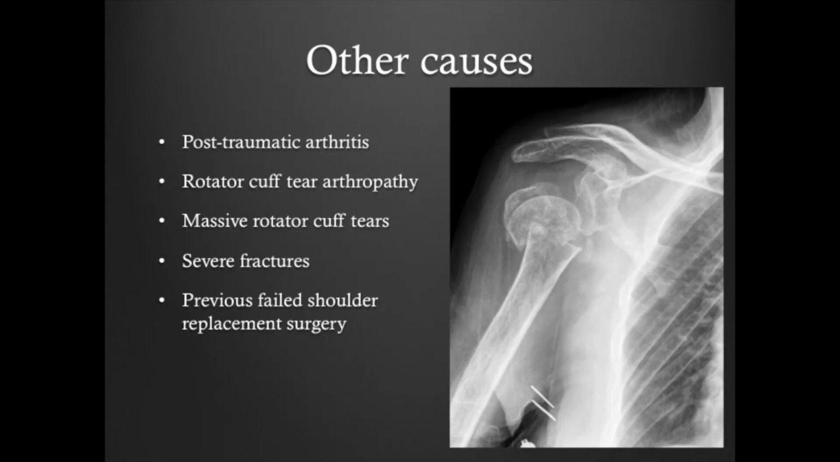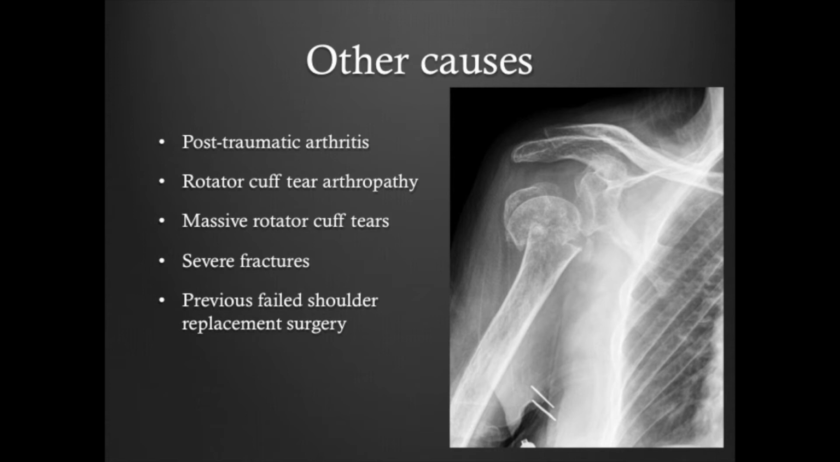There are multiple other causes that can lead to reverse shoulder replacement. One is post-traumatic arthritis, such as an athlete that has sustained an injury earlier in their career. The other is rotator cuff tear arthropathy, which is an increasing cause of a need for shoulder replacement. When the rotator cuff fails, the shoulder joint becomes disabled, and this often necessitates the need for reverse arthroplasty.